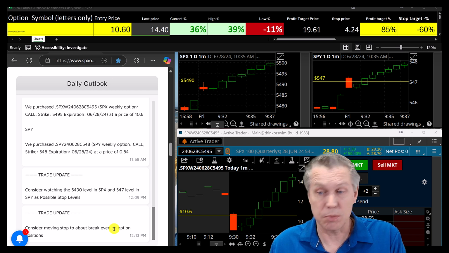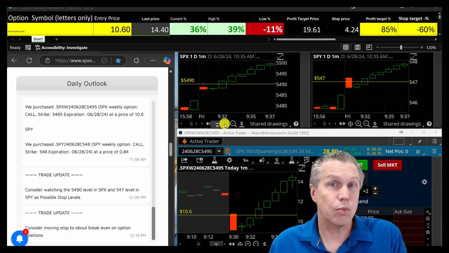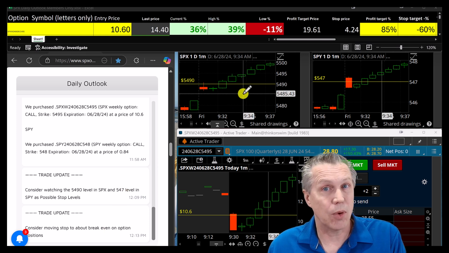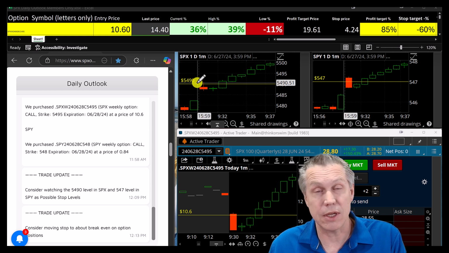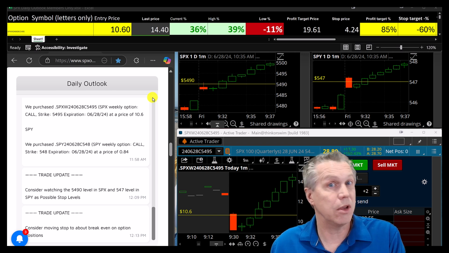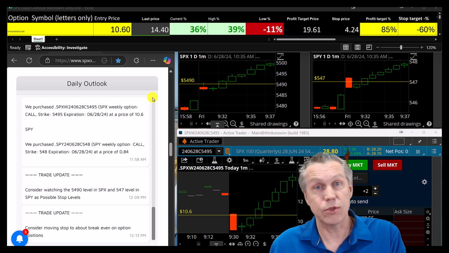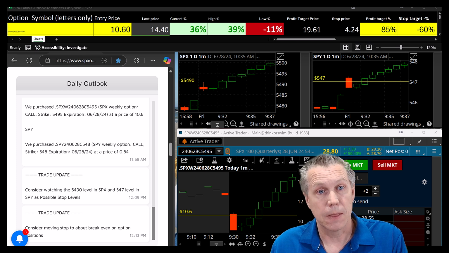And you'll notice we just posted an update. It says, consider moving stop to about break even. That is, we don't want to let this profitable trade turn against us. So if it was to come back down towards the entry price of 10.60, we would be looking to exit the trade. And so now we are guaranteeing ourselves that we're going to make a profit on the day, and we just simply sit back and let it run. And that's what we're going to do here.